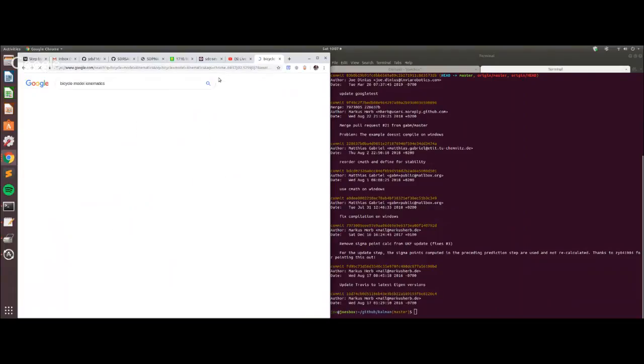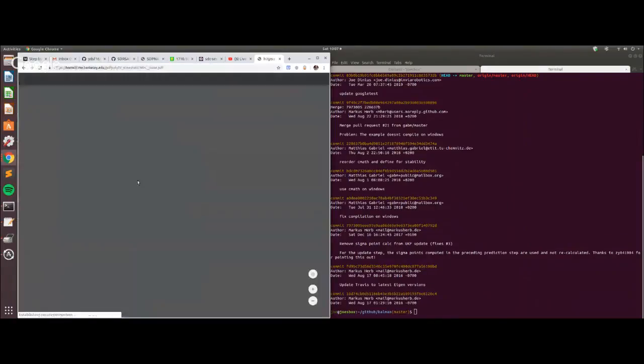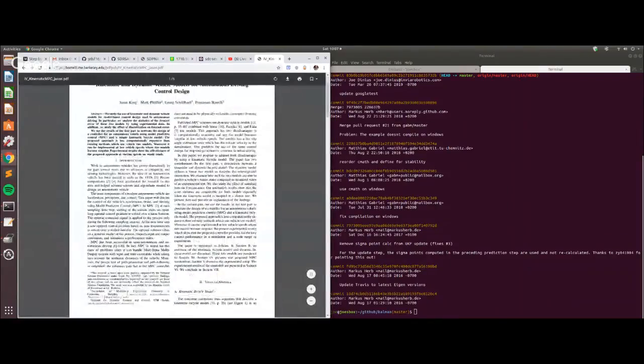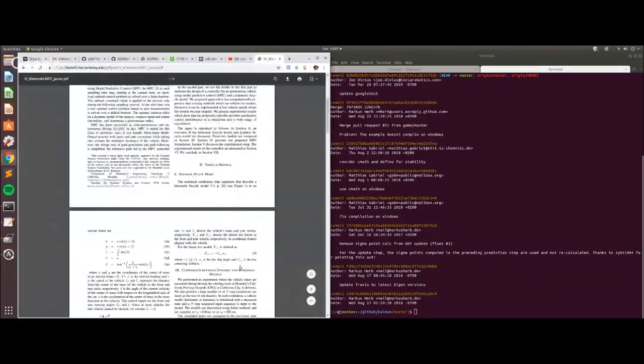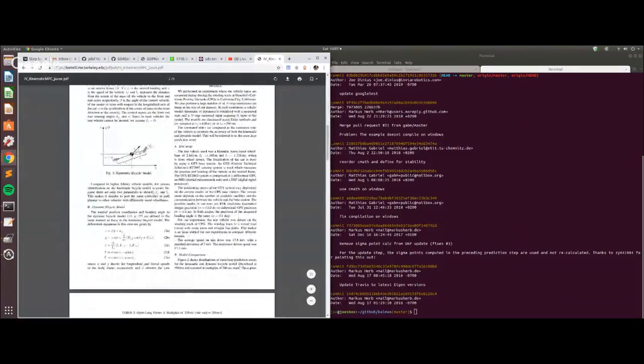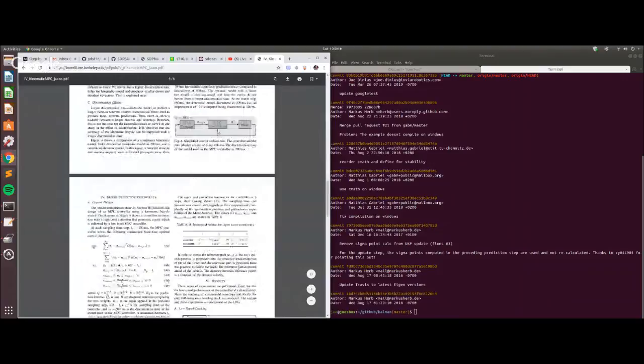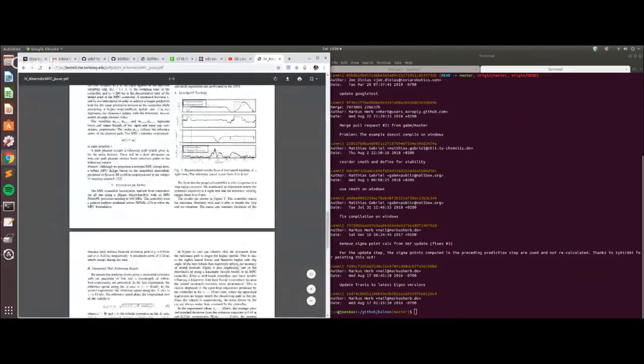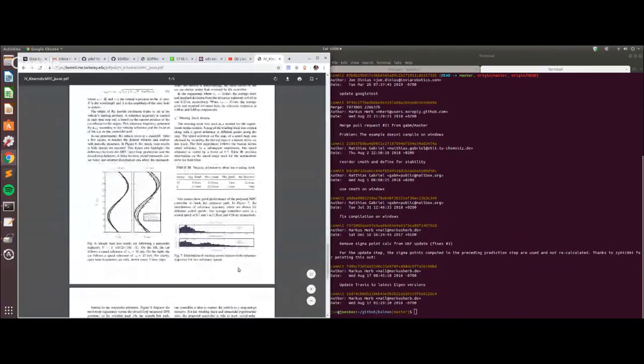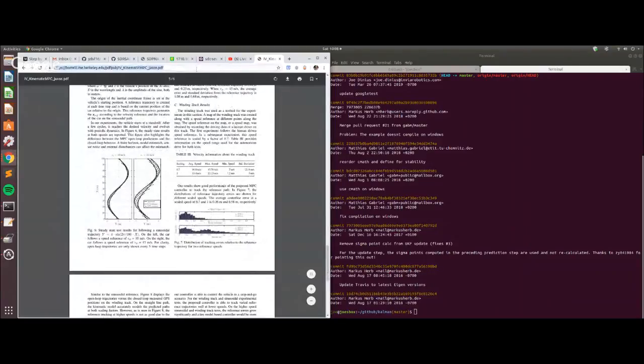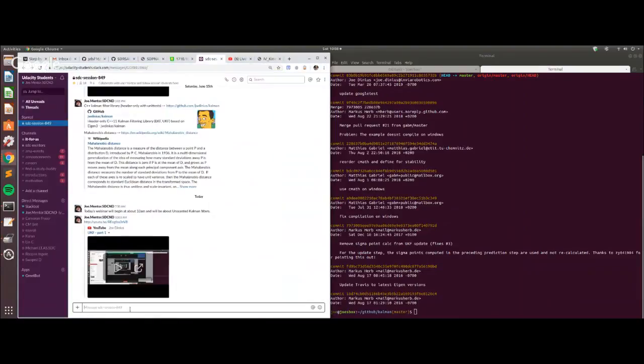I'll put this in the Slack channel. Okay, cool. So here it looks like it has a couple of examples of dynamics for this. So I'll go ahead and just post the link to this paper in the Slack channel. Okay, the bicycle model is a way to model car dynamics.